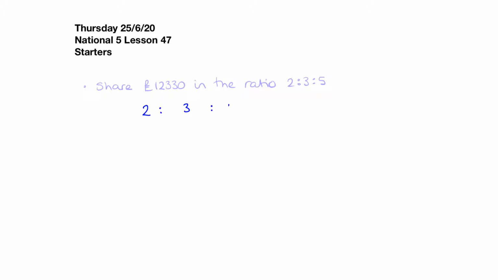I'm leaving space because obviously that's quite a big amount and we need space underneath those. So, our ratio is 2 to 3 to 5, and if we add those up, 2 add 3 add 5, that's 10. So we've got 10 shares altogether for the total. Okay, now if we need to share out £12,330, that's a total. So that would go in the same column as the 10.